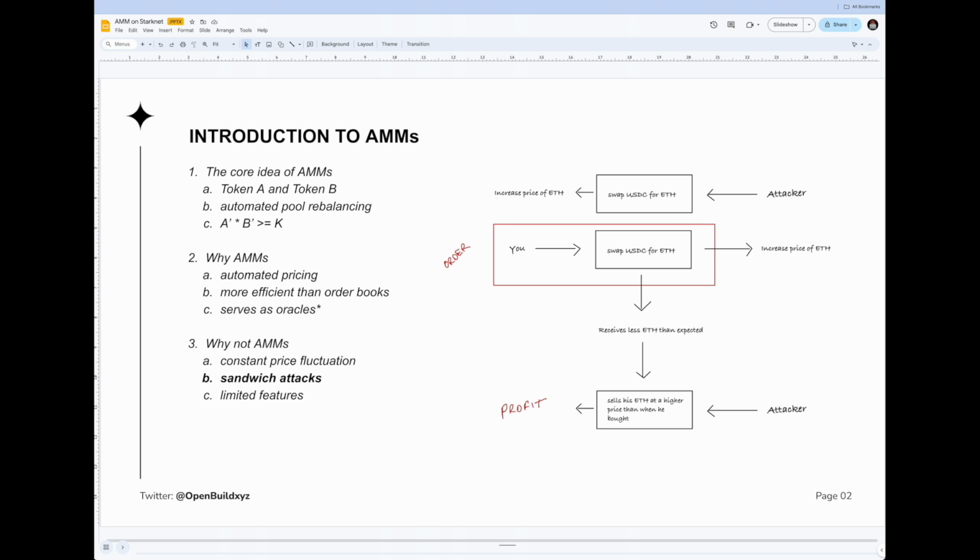Now, at the very end, I want to say that there are limited features as well for AMMs. So basically, because the system is very simple, you cannot build hooks or things on top of them or extend them because they are just kept to the minimal.